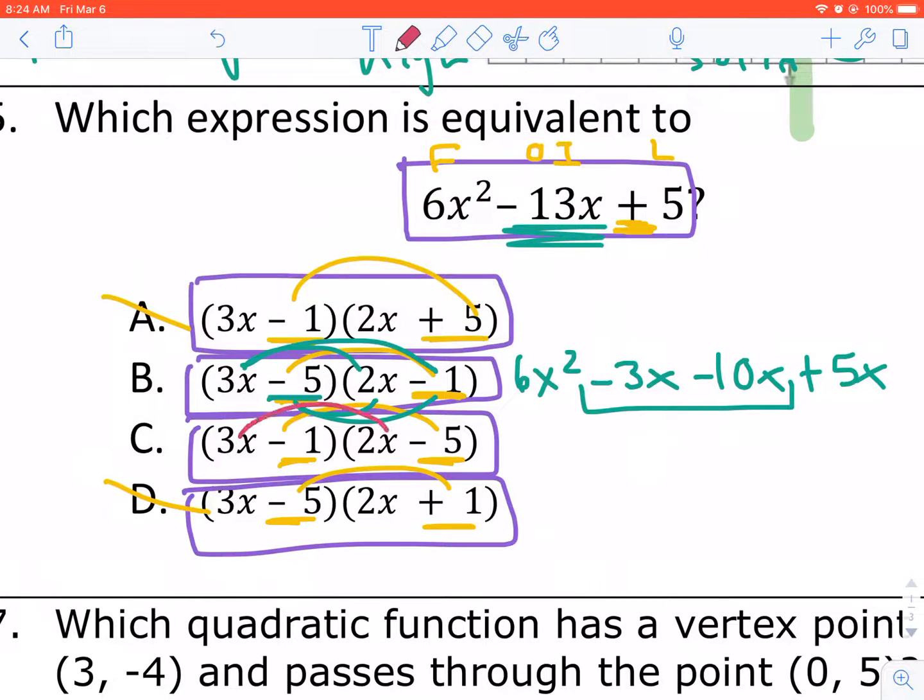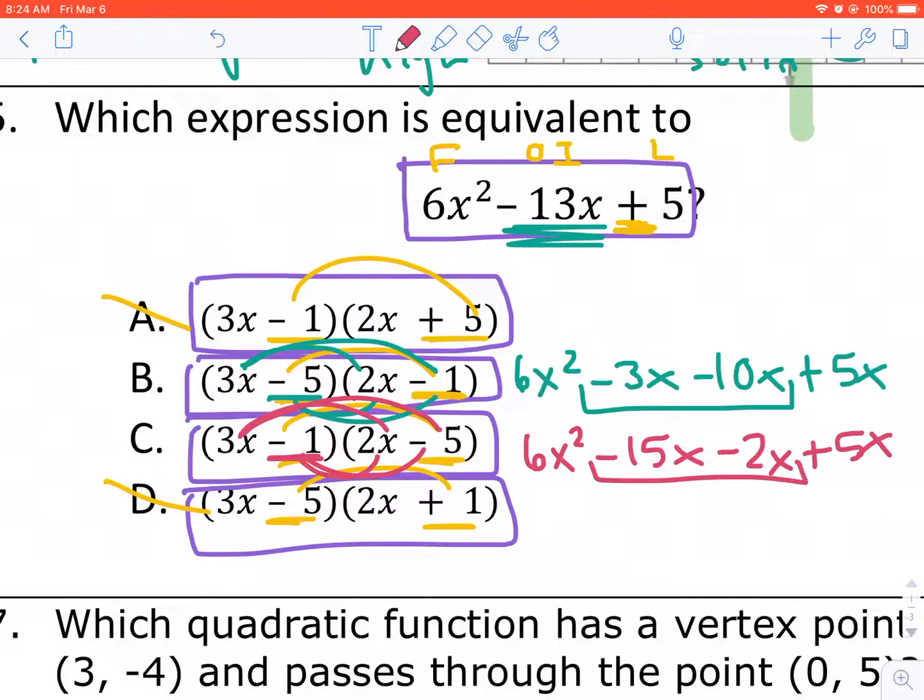So if we do 3x times 2x, that would give us 6x squared. 3x times negative 5 would give you a negative 15x. And then negative 1, remember that's a negative. Negative 1 times 2x will be a negative 2x. And then it would end with a positive 5x. But this time when you combine your middle terms, a negative 15 minus 2 more, that's not going to give you a negative 13. That actually gives you a negative 17x. So answer choice C is incorrect, and it is B.